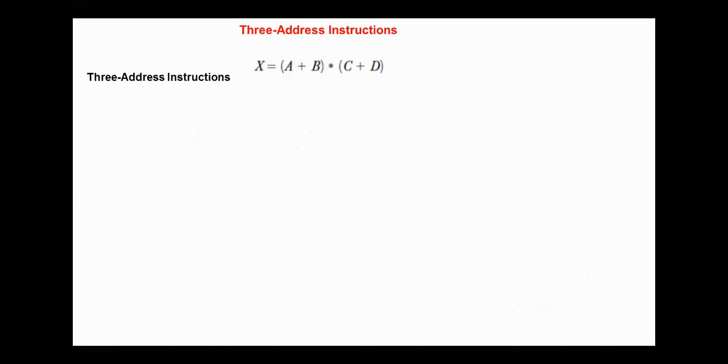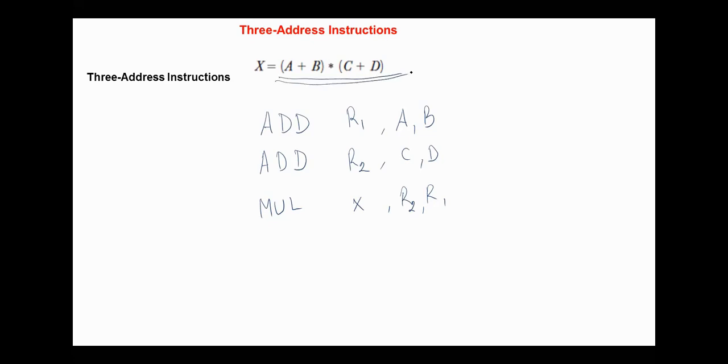First, 3 address instruction format. Here we can directly add A and B and store the result in one of the CPU registers, for example, R1. Next, we can add C and D and store the result, for example, in register R2. Next, we have to multiply the contents of register R1 and R2 and store the result in X. So now in X, we'll have the result of evaluating this expression. The main disadvantage of 3 address instruction format is that it requires too many bits to specify the 3 addresses.